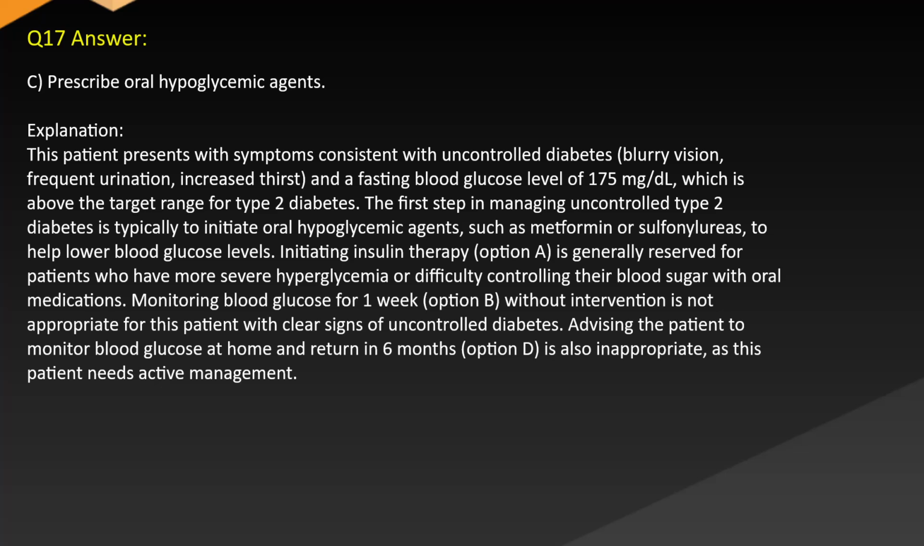Advising the patient to monitor blood glucose at home and return in 6 months, option D, is also inappropriate, as this patient needs active management.